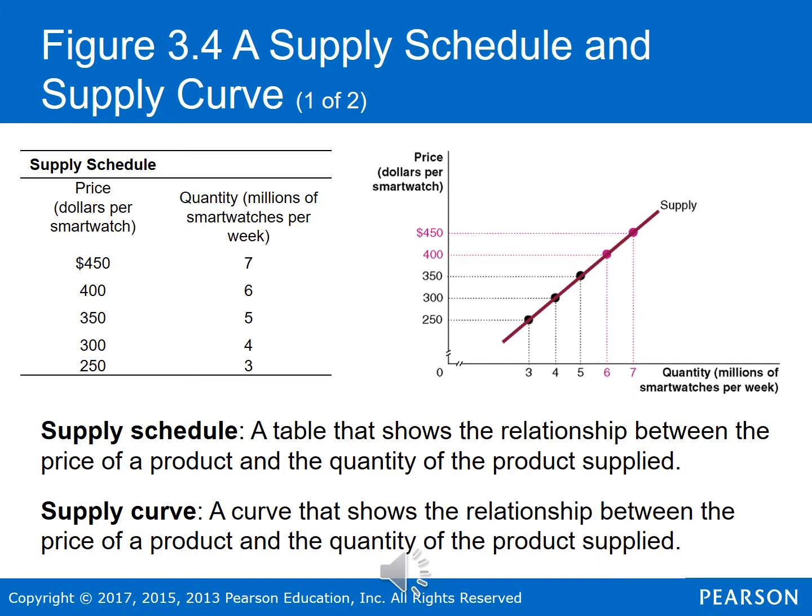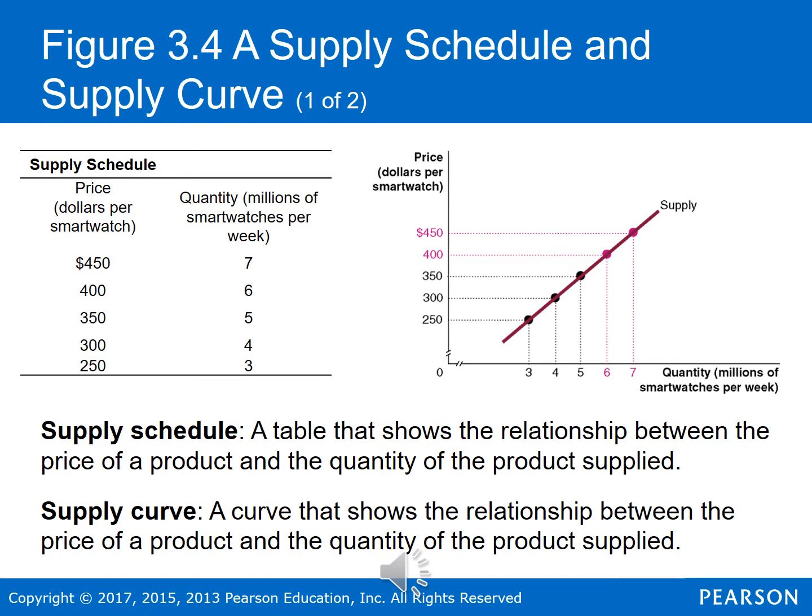Now here's the supply schedule on the left in this figure on the top part of your slide. Supply schedule, again, is a table that shows the relationship between the price of a product and the quantity supplied of the product. And it has the same two variables, price and quantity, as we did in the demand schedule. Although instead of being the quantity demanded, now it'll be the quantity supplied by firms.